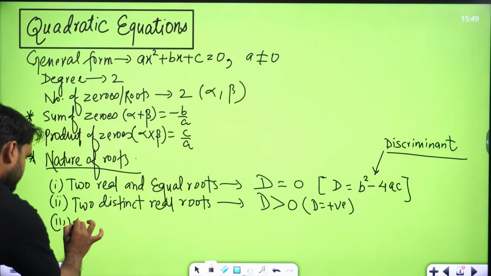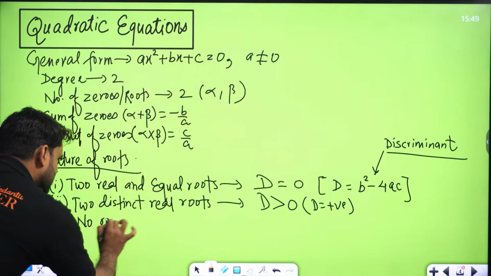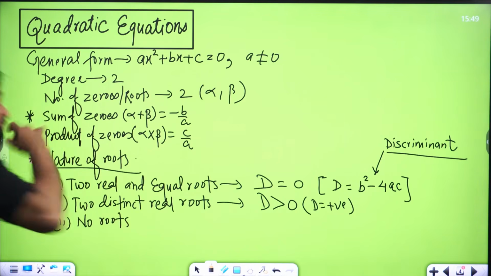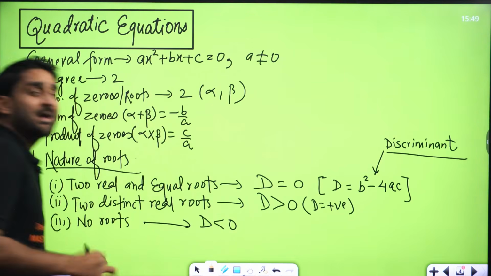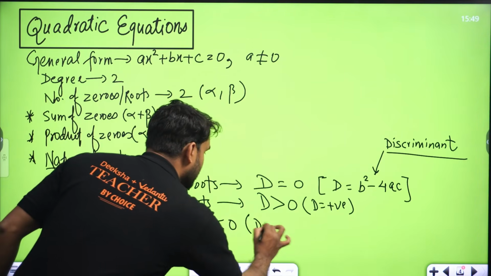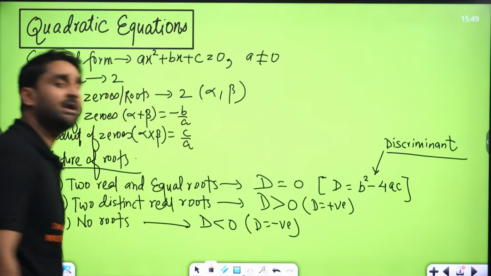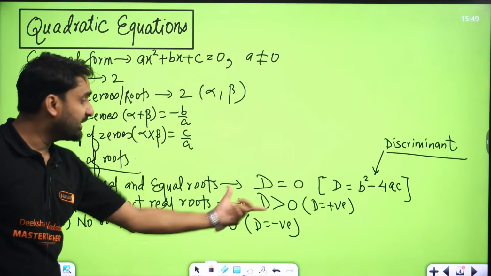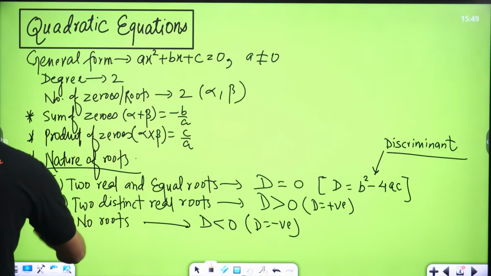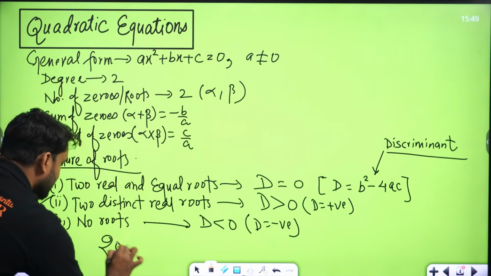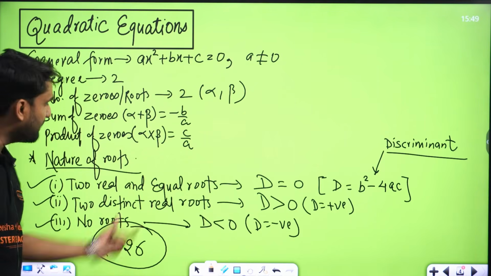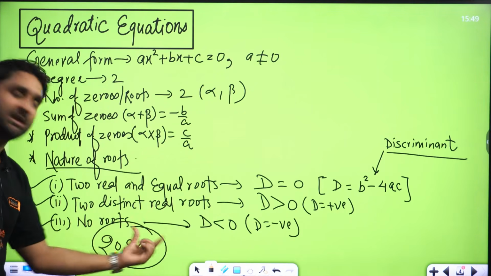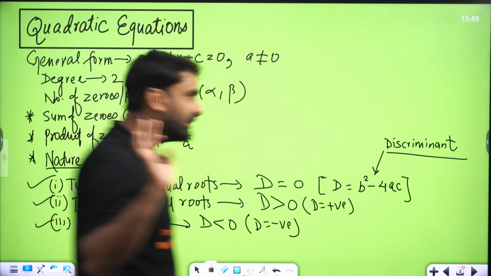Third is no roots. Yes, my dear, sometimes it also comes: no roots will be there. When no roots come, D is less than 0, which means D is negative. So if D is negative, no roots will be there. So there are 3 situations, very important. And again I'm telling you guys, in today's 2026 exam, in today's question paper, anyone from these 3 will be there.